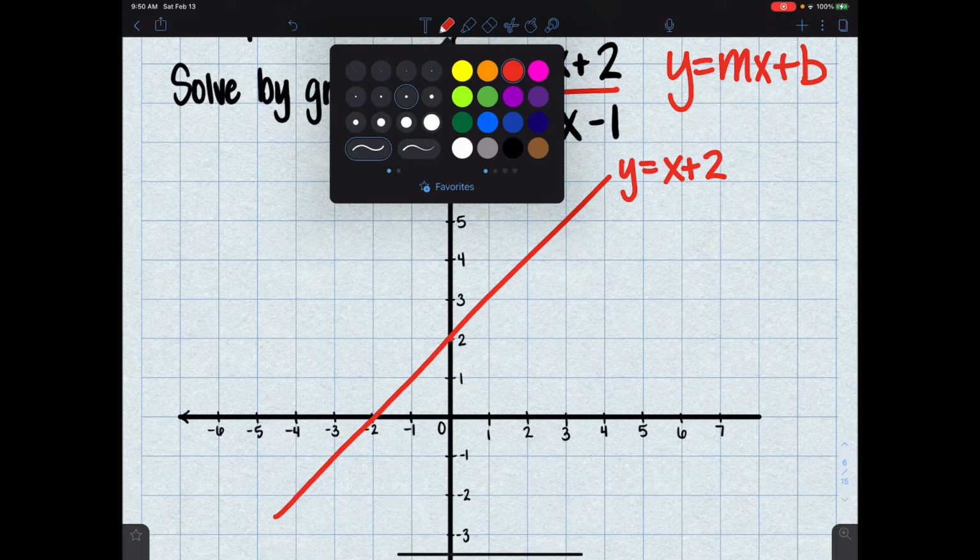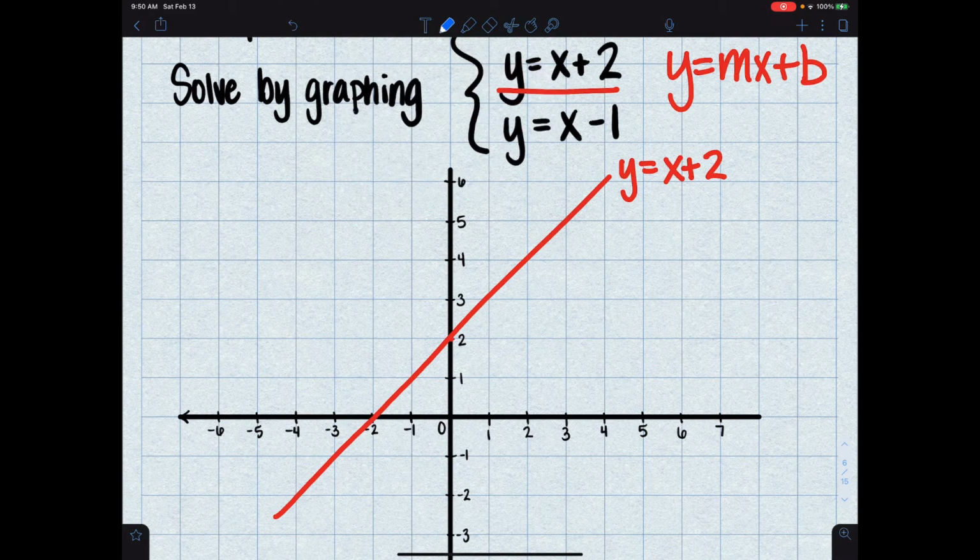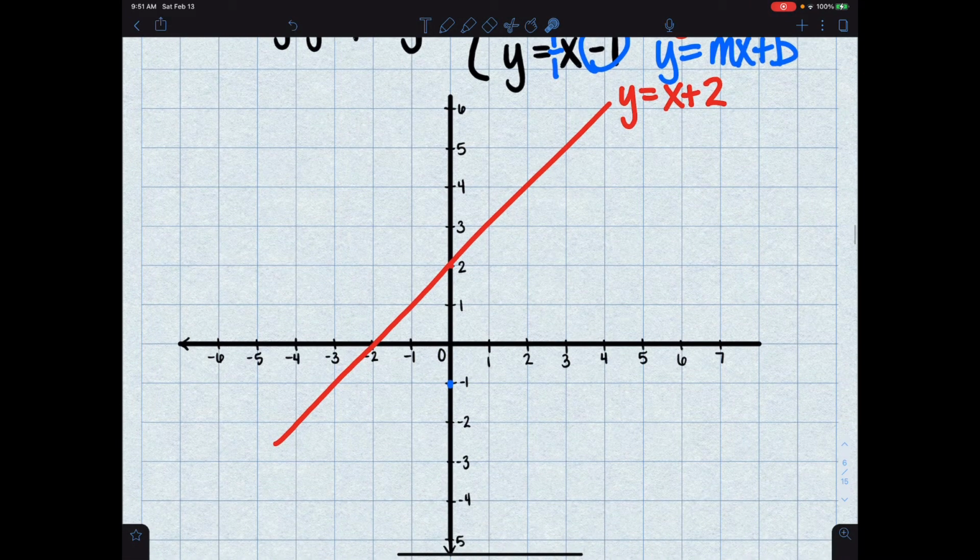Okay, let's do the next line in like a bright blue. So y is equal to x minus 1. This is my m, 1 over 1, and this is y equals mx plus b. So it crosses the y at -1, so that's here. I'm going to put my blue dot there. And my slope, once again, is rise over run is 1 over 1. So that means this is on it, this is on it, this is on it. All those dots were on it.